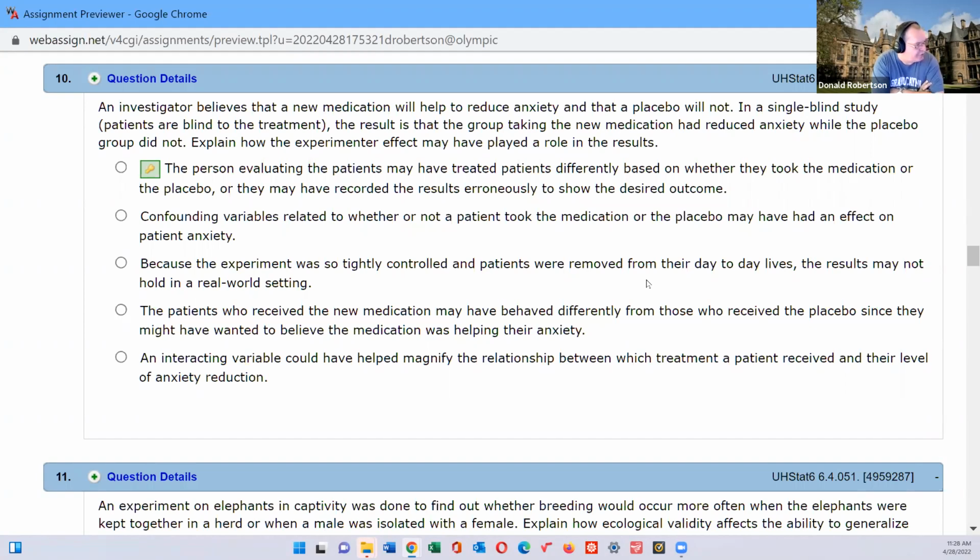The result is that the group taking the new medication had reduced anxiety while the placebo group did not. Explain how the experimenter effect may have played a role in this. That's interesting. That's not the way I thought that question was going to go.